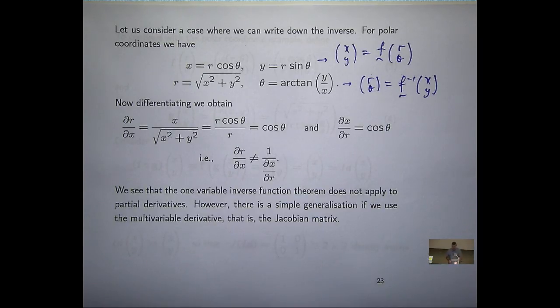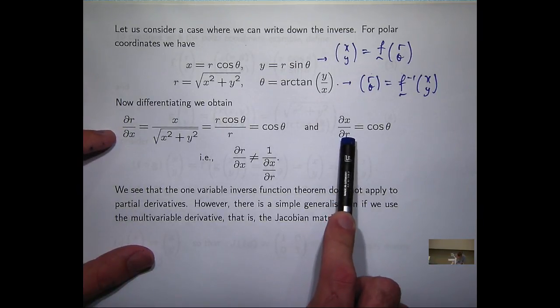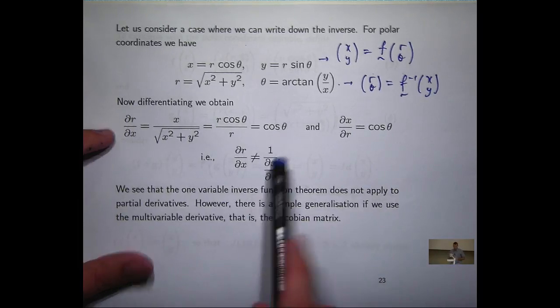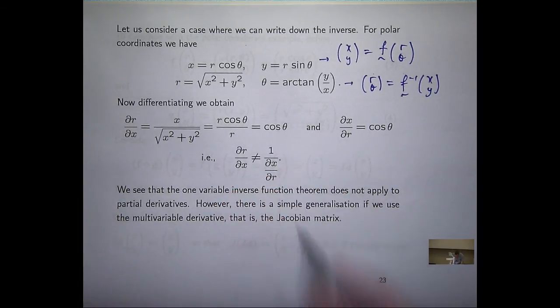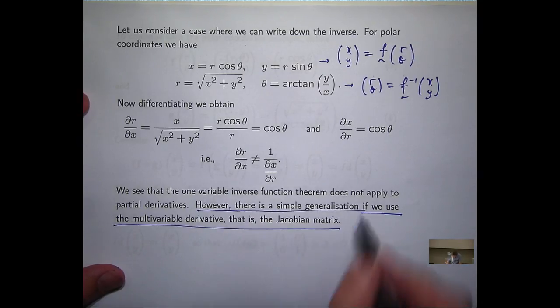Now, if we differentiate, let's say we just calculate a few partials. Here I've calculated dr dx and dx dr. I get this and this. I see that dr dx isn't equal to 1 on dx dr. So the thing to remember is that this inverse function theorem isn't going to work if we just stick to partial derivatives. But if we use the Jacobian matrix, then there is a generalization.